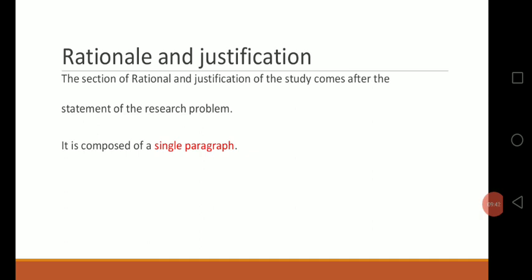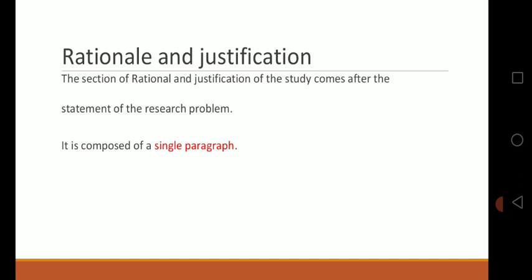Now we come to the second part, the title following the statement of the research problem. It's called rationale and justification, the justification of the research: why are you doing this research? Justify the reason. This part has a different heading following the statement of the research problem.